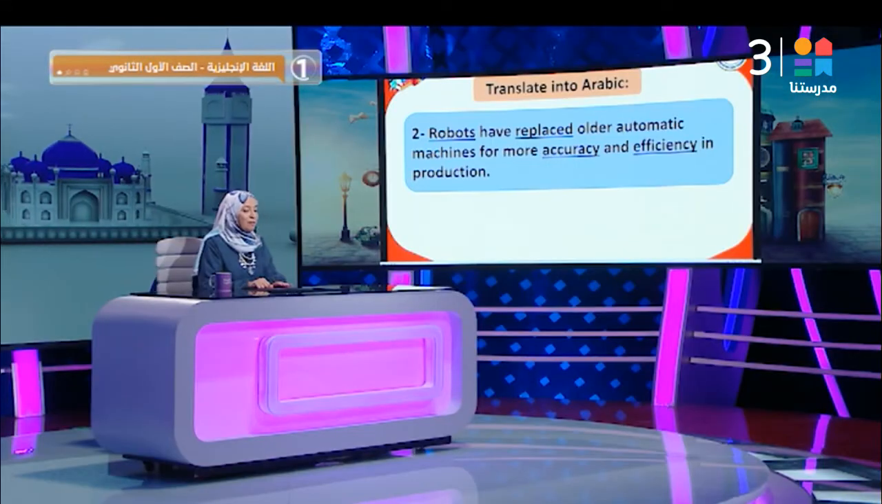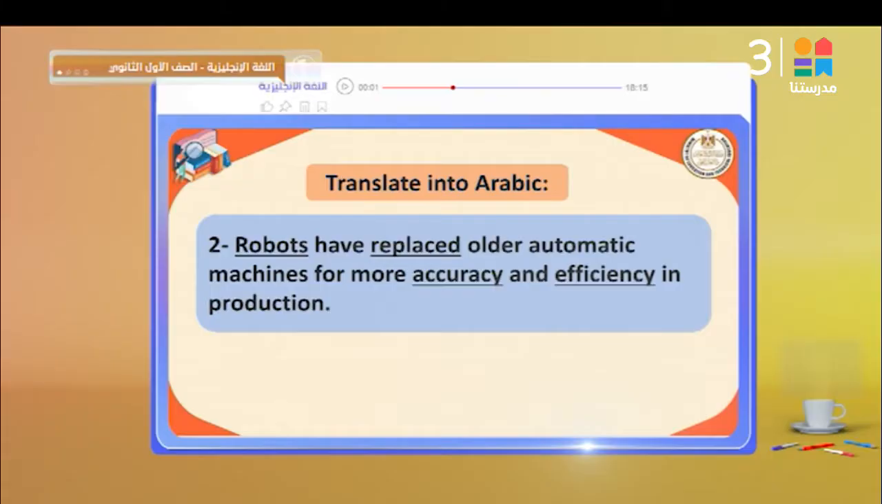Of course, we are going to complete our translation. We took an example from English into Arabic, and we will take another example for you. Let's look at the sentence. Robots have replaced the older automatic machines for more accuracy and efficiency in production.